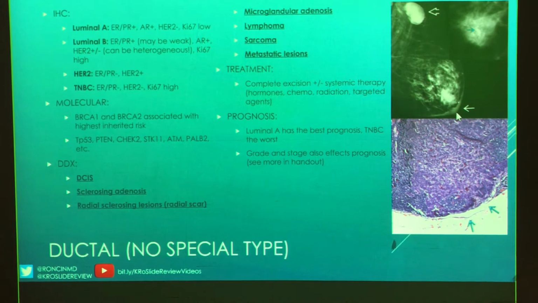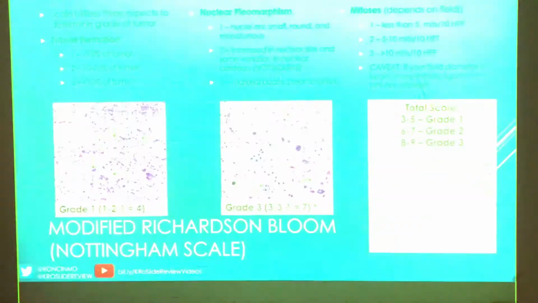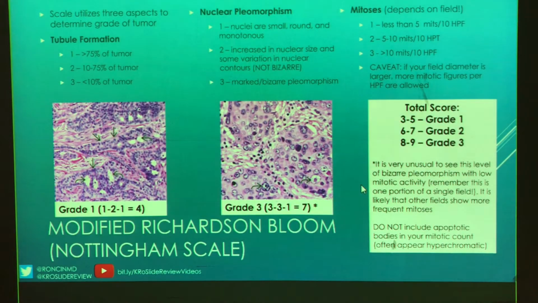We have imaging here. There's some thickening of the breast. Here you have an axillary lymph node that's completely taken over. And here's some calcifications and another irregular mass. All right, so I did put a little bit of this in here. So this is the modified Richardson-Bloom, which is a modification of the Nottingham scale. So this is how we grade breast carcinomas.